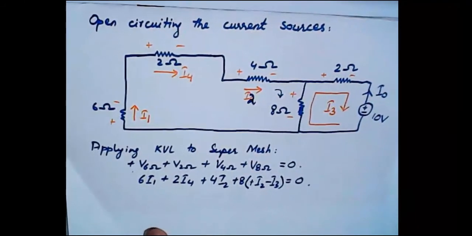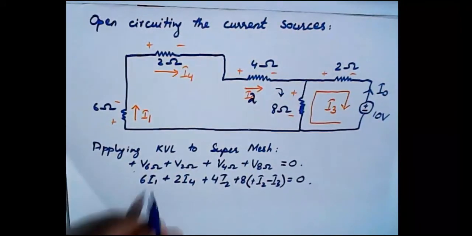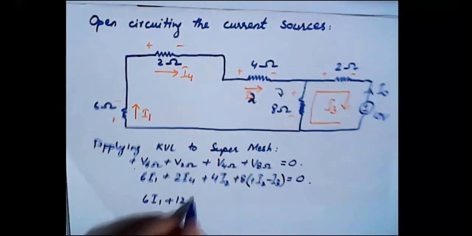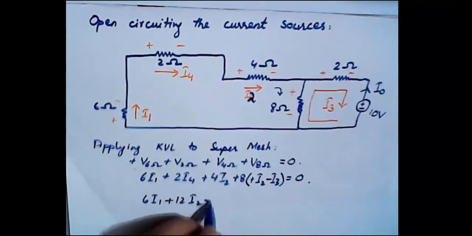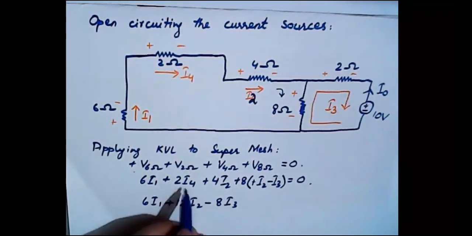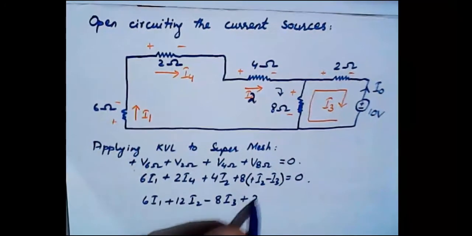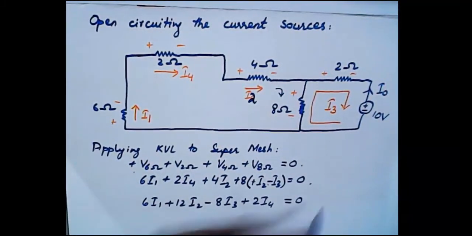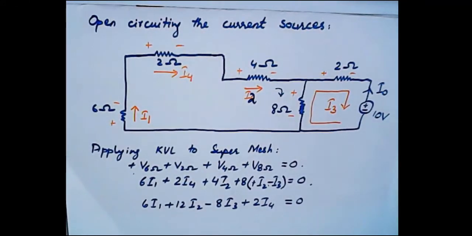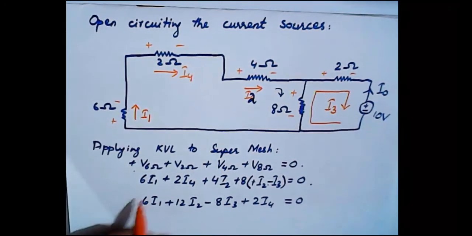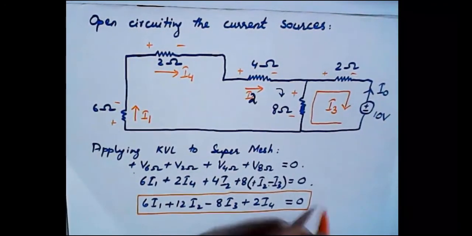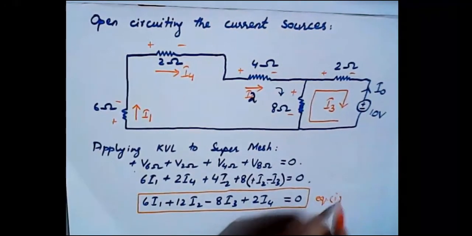Clear? I hope it is clear now. 6I1 plus 4I2 plus 8I2 plus 12I2 minus 8I3 plus 2I4 is equal to 0. This is our equation number 1. Fine.